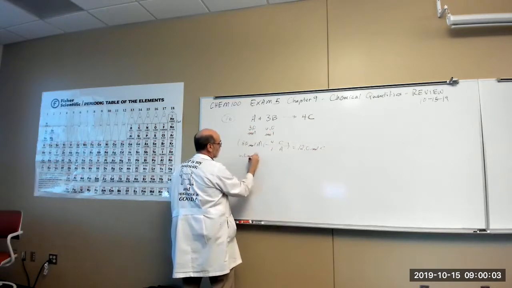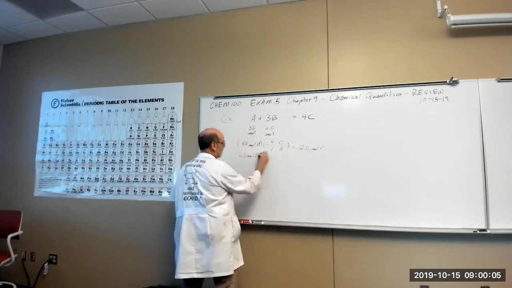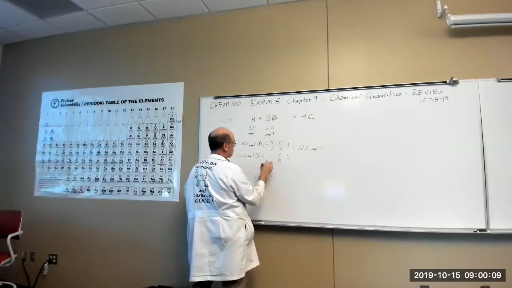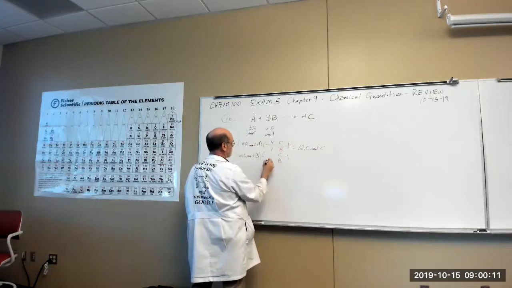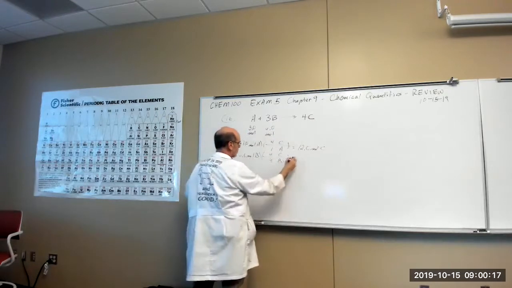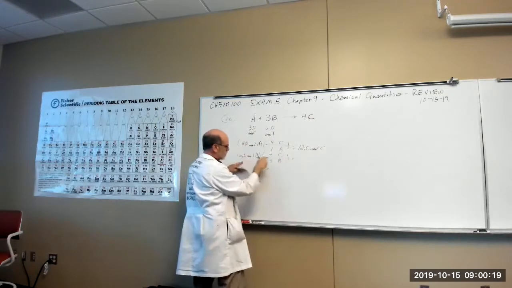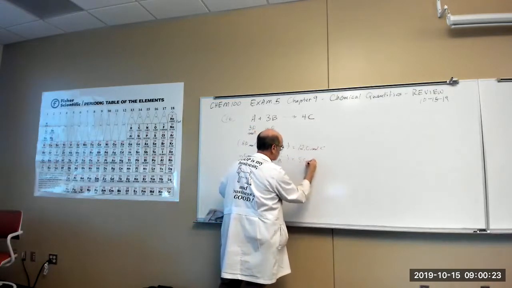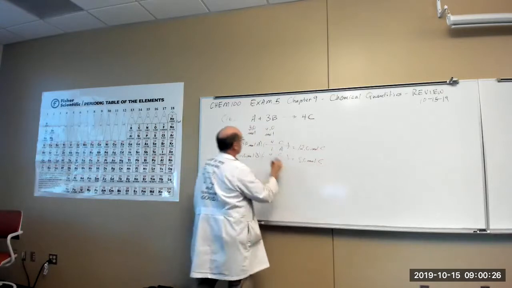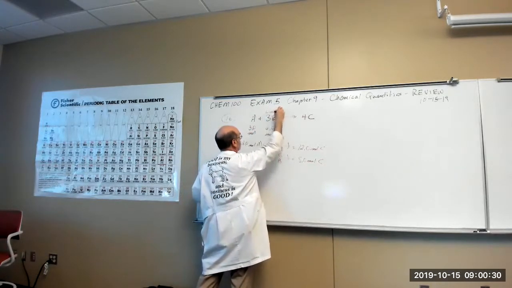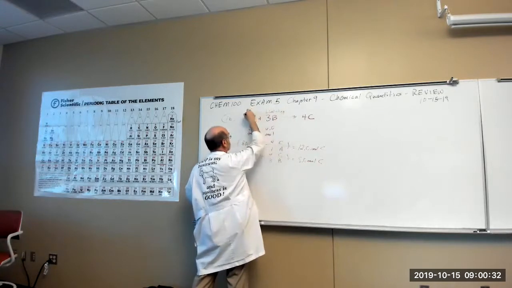6 moles of B, on the other hand, 3 and 4, right? 3 B's, 4 C's. So 3 into 6 is 2, times 4 is 8. Okay, so this one's limiting, and this one's excess.